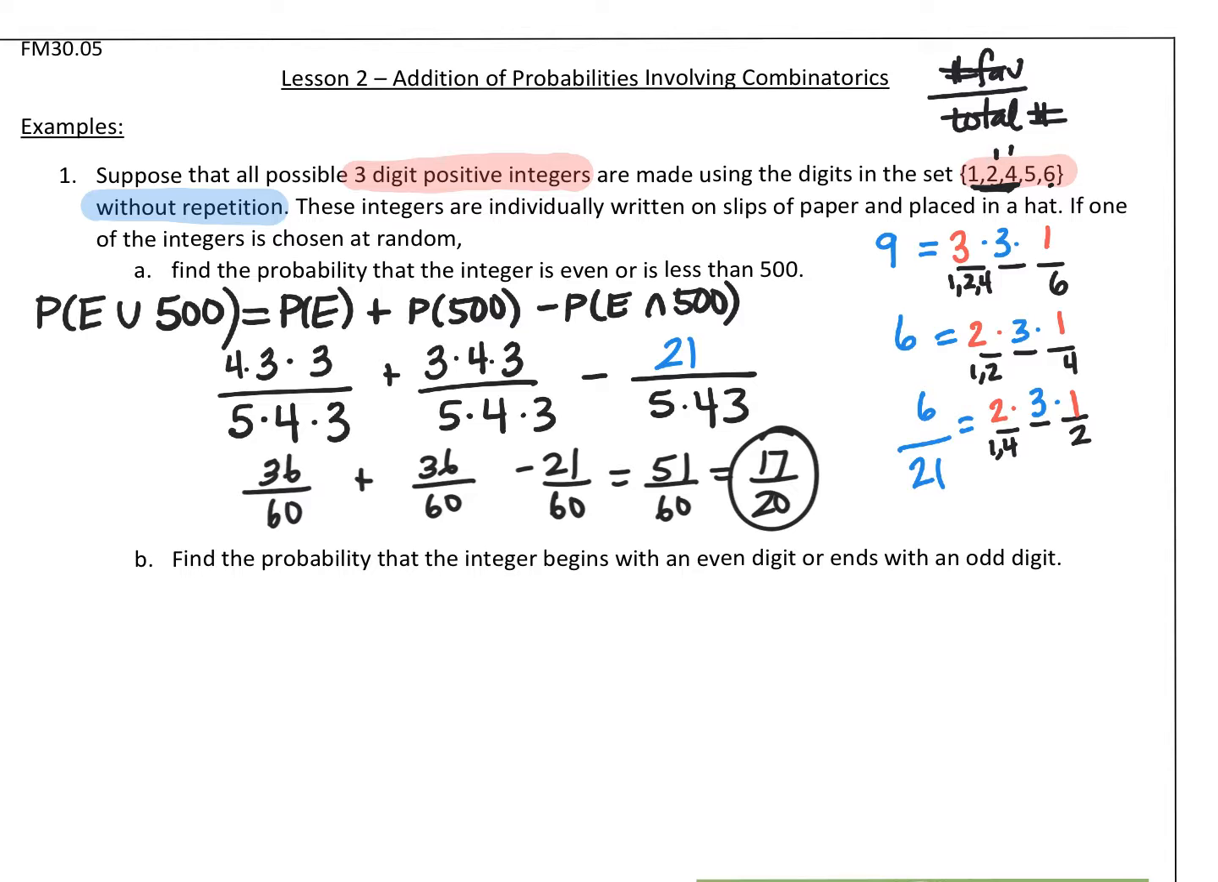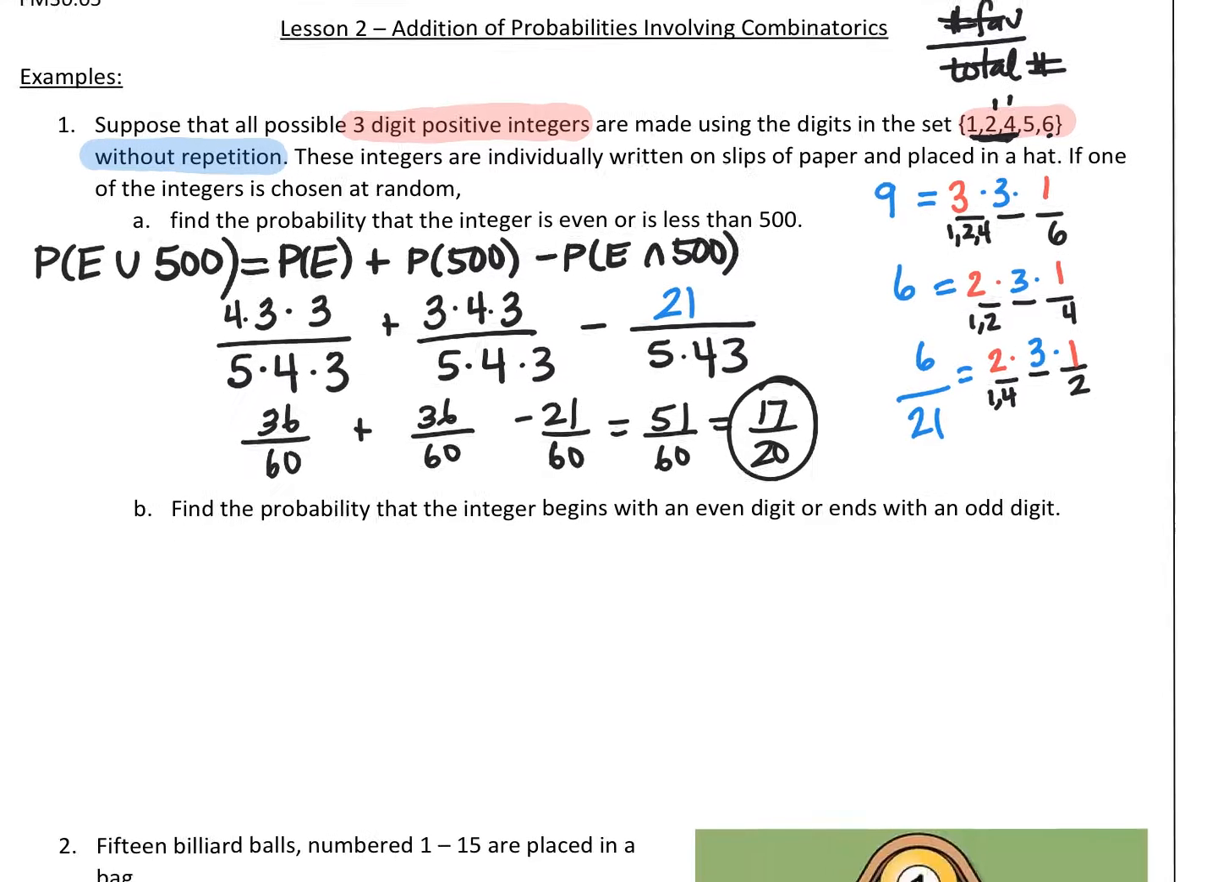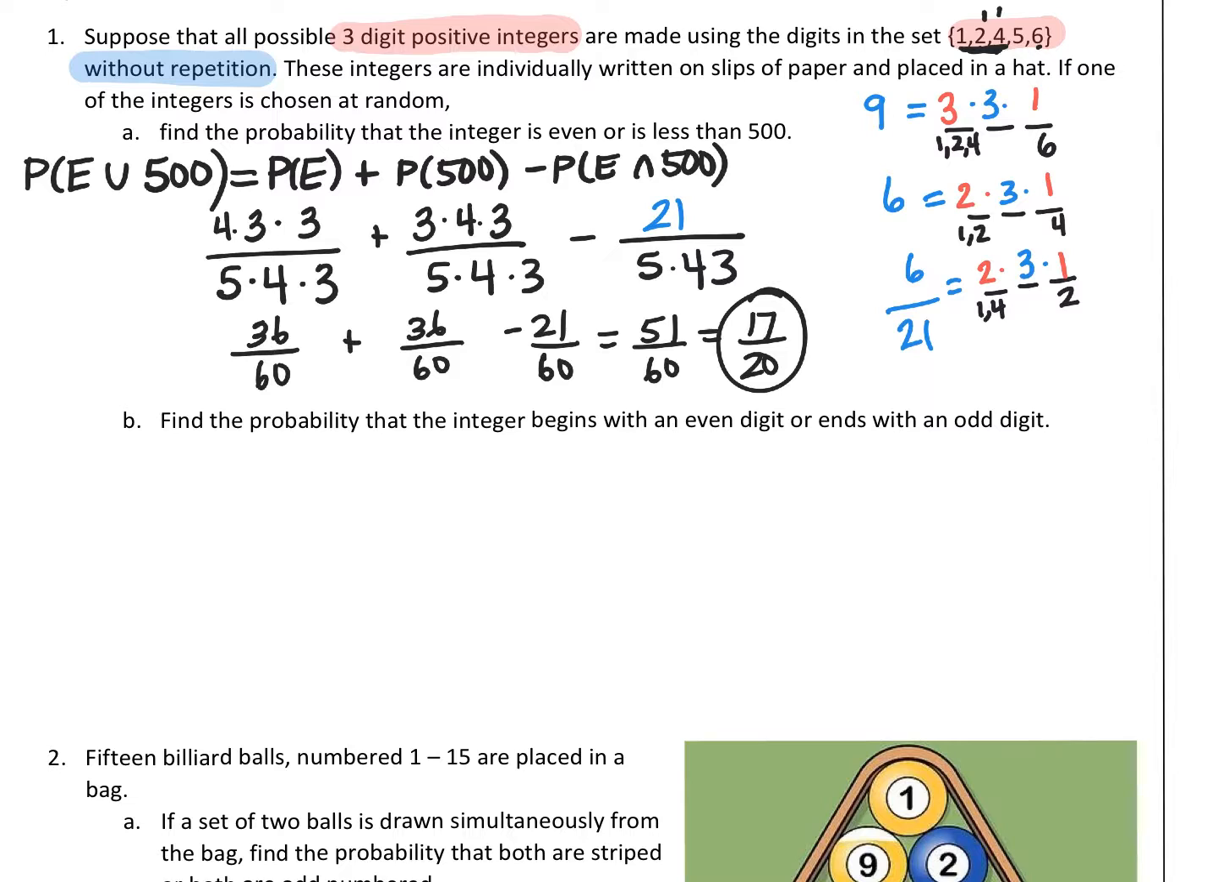Okay, my second case is saying find the probability that the integer begins with an even, or ends with an odd. So I want to figure out the probability that it begins with an even, add the probability that it ends with an odd, and subtract those that begin with an even and end with an odd. For example, the number 245, we'd have to subtract that because we would have counted it already.